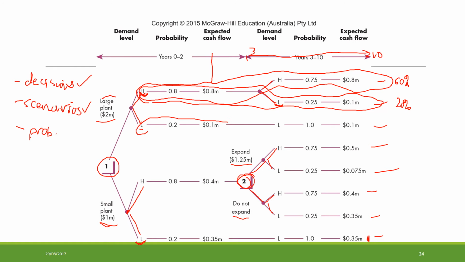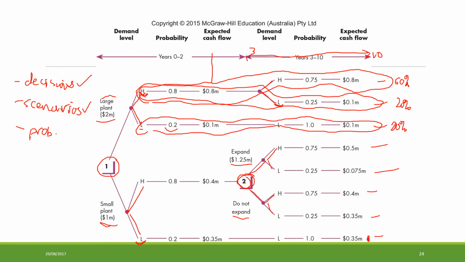The probability of having low demand is 20%, which is the difference between 100% and 60% and 20%, right? So that means that if the project has low demand at the start, it would likely have low demand in the next 8 years as well, right?